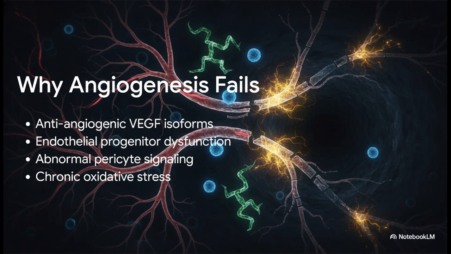The whole vascular repair system is fundamentally broken. The body starts producing abnormal, anti-angiogenic versions of VEGF. On top of that, the stem cells meant to build new vessels, the endothelial progenitor cells, are completely dysfunctional. You've got abnormal signals and chronic oxidative stress just constantly sabotaging the repair process. The end result? Catastrophic capillary dropout. The microvessels literally just vanish, leaving avascular, oxygen-starved tissue behind.